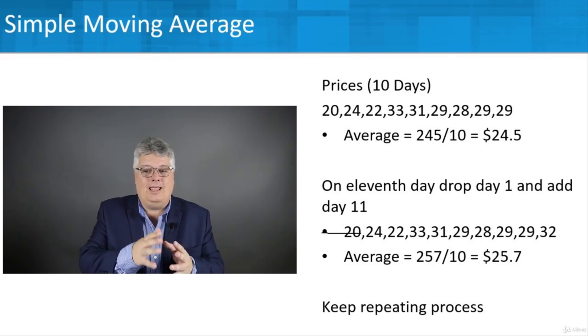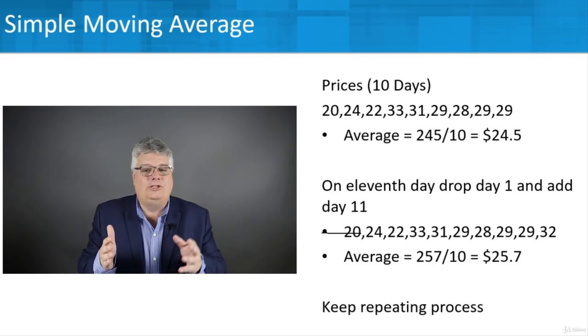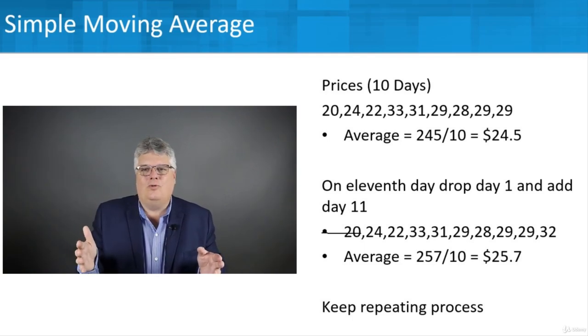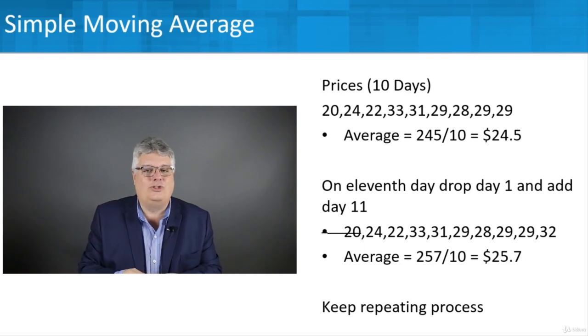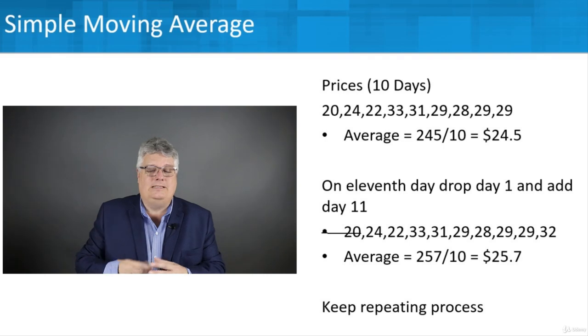And then that's your average based on that time frame. On the 11th day, you now drop your day one figure, the 20, and you add in whatever the current one is, the next day's one. So on the 11th day, which let's say, for example, was 32, we now recalculate our moving average, and it becomes 25.7 over that 10-day period. And you keep repeating the process, dropping, adding, and that gives you this range of prices, right? It's a simple way of doing it.